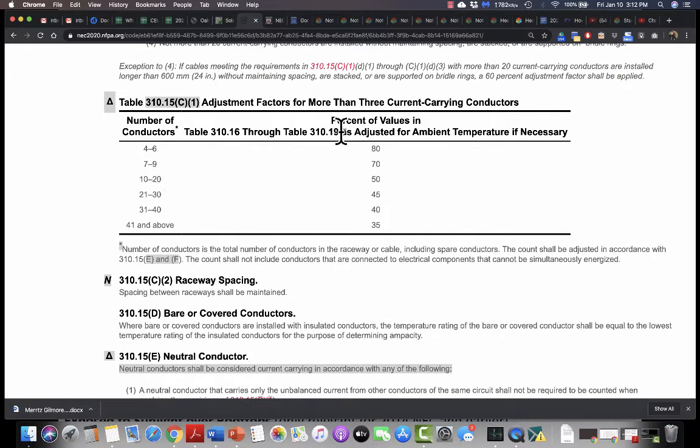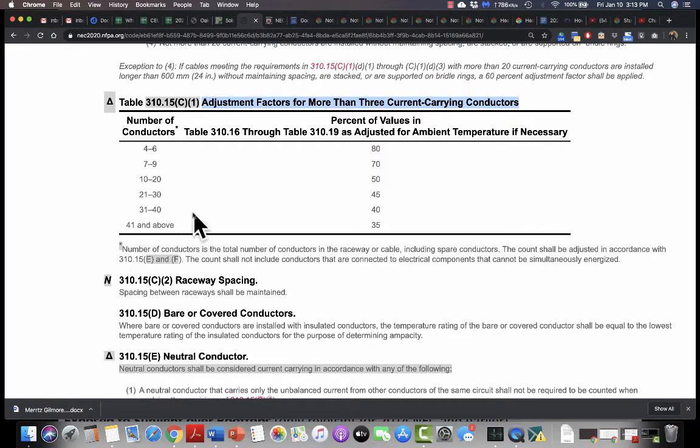That's an important table. And so this is for the adjustment factor for greater than 3 current-carrying conductors. It kind of works well with 3-phase. So if you have one set of 3-phase, you don't have to derate. Two sets of 3-phase, 2 times 3 is 6, you derate to 80%. Three sets of 3-phase, 3 times 3 is 9, then you derate it to 70%.